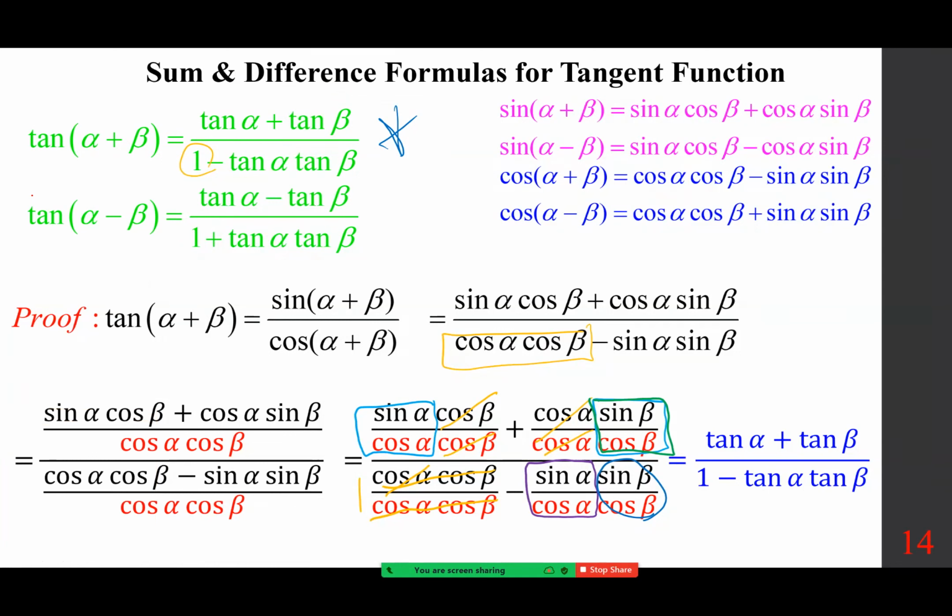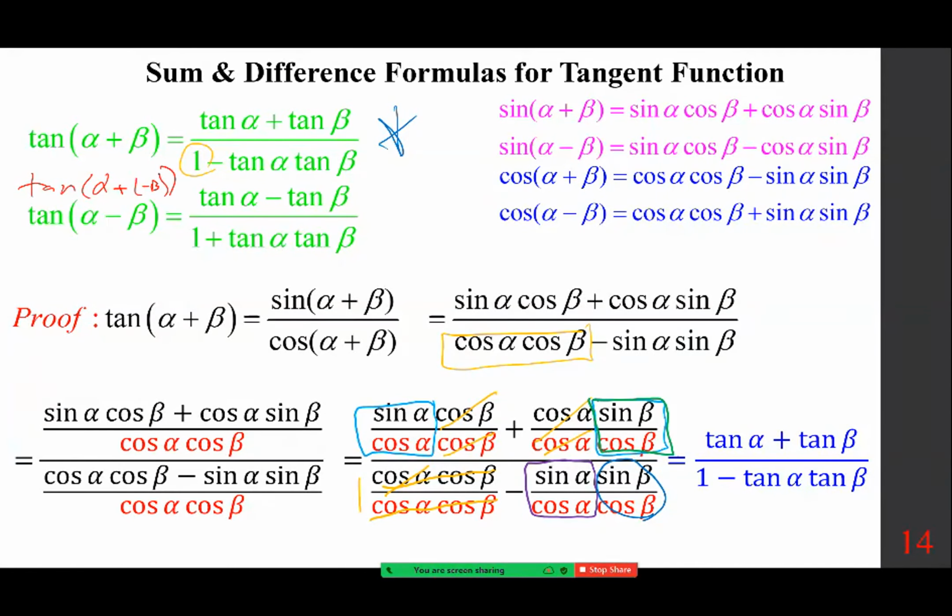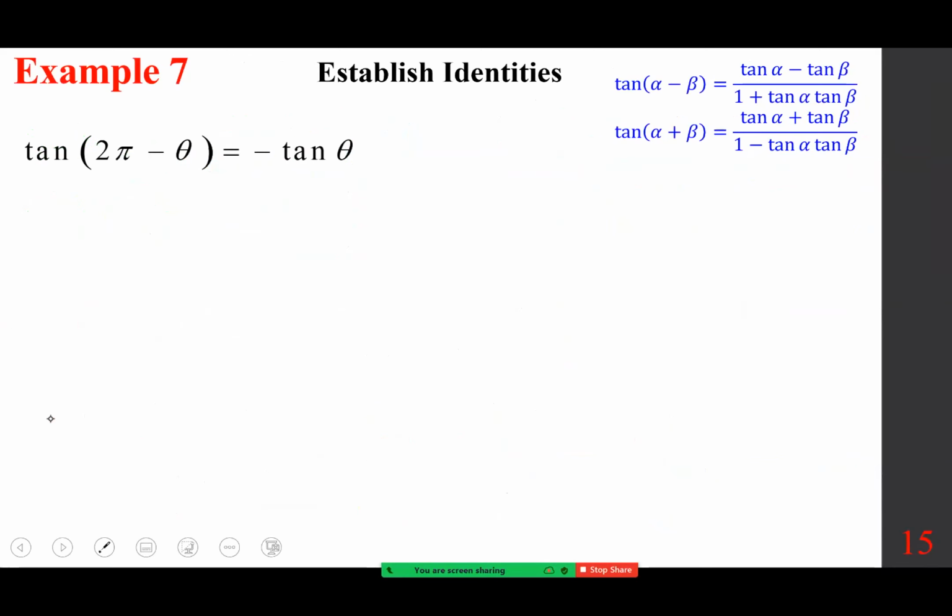So here's the way to do it. Write tan of alpha plus negative beta, and just the way we did it before for sine and cosine, you can easily come up with the answer. All right, we want to establish this.